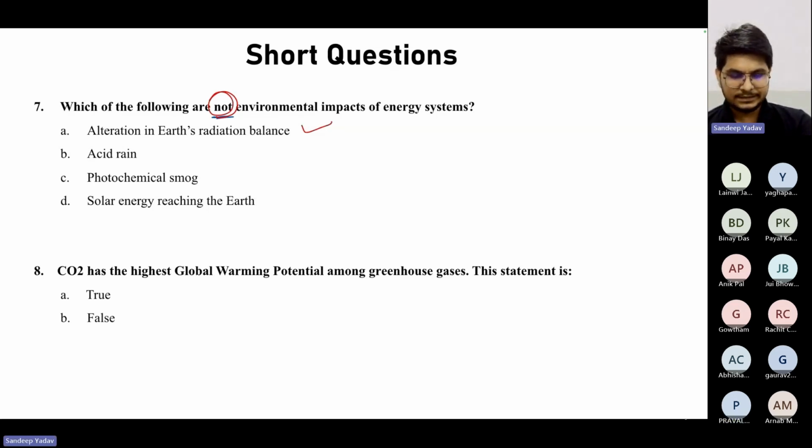Acid rain, it will severely affect. Photochemical smoke, yes, it's affecting. If you can see the example of Delhi. And if you will see solar energy reaching the earth, that's being constant throughout the years. That's something that is very constant. So that does not have some environmental impact. So that is the correct answer for that. Anyone having any doubt in that?